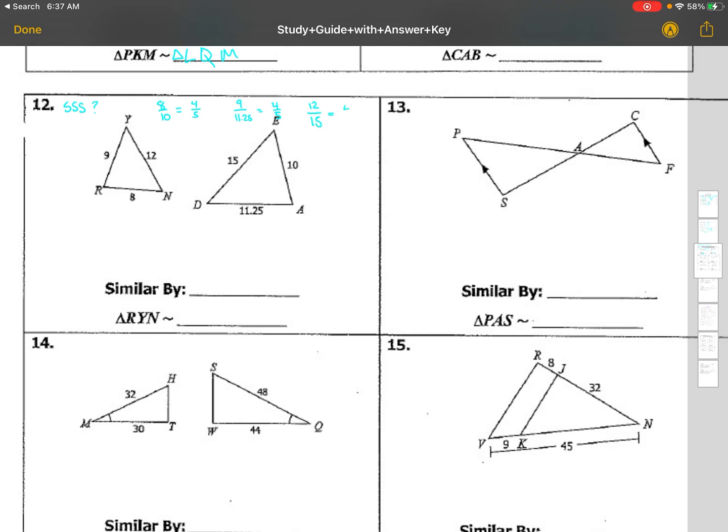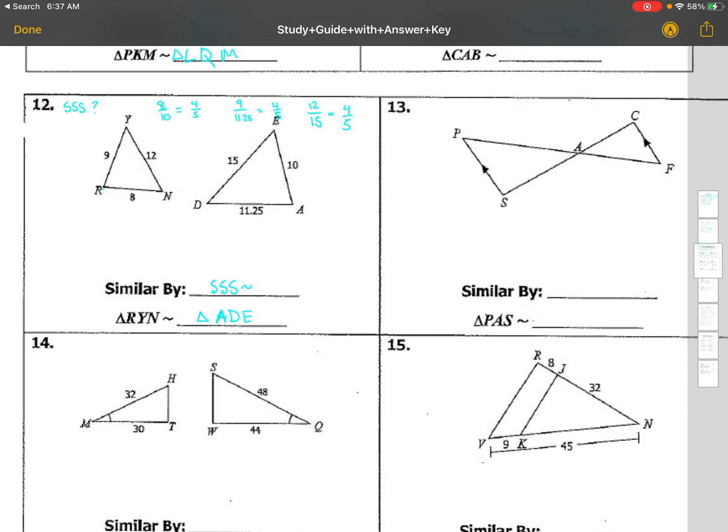And then we need to check large over large or long over long. So 12 divided by 15. 3 divides into both of those. So that is 4/5. All three ratios are 4/5. So this is similar by side side side similarity. And so we have triangle RYN, so middle to long. And so we're going to do similar to triangle A, the middle side, so ADE.